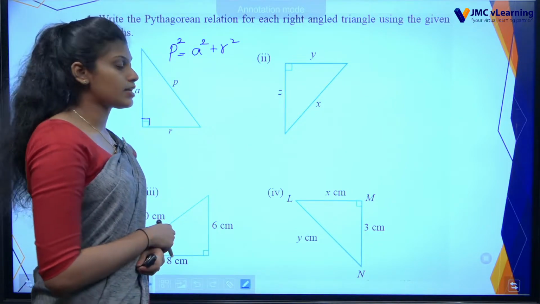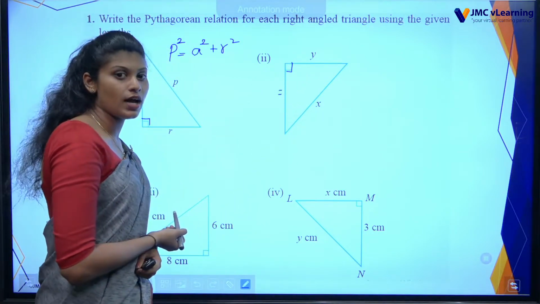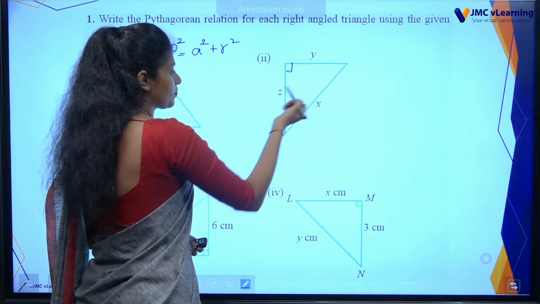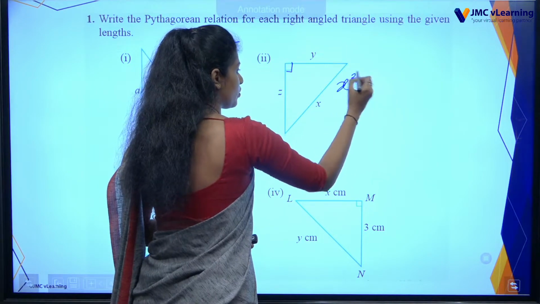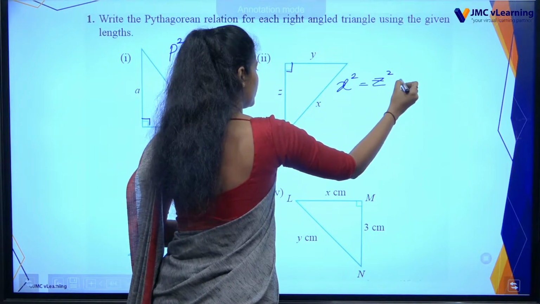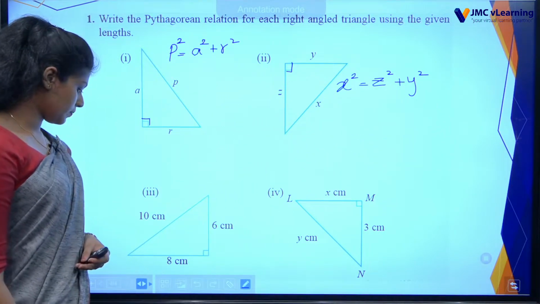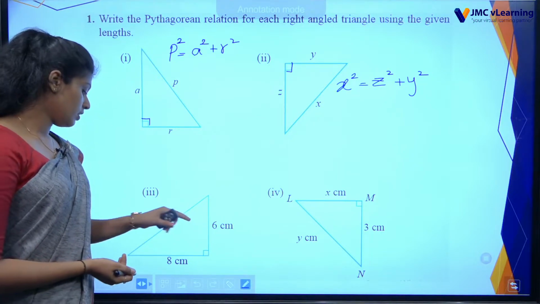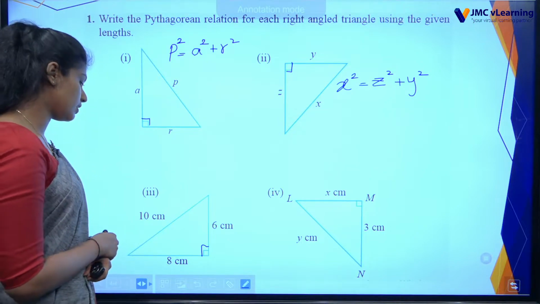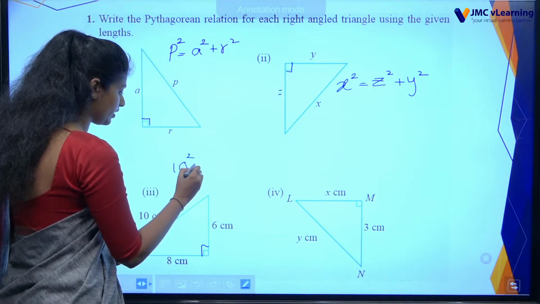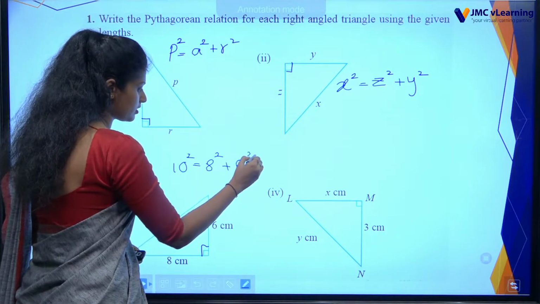Then let's move to the second one. Here this is the right angle. So what is the hypotenuse? The opposite side is this x length. So x squared is equal to z squared add y squared. Next one. Here this is the right angle. So the opposite length is 10 centimeters. Then let's write 10 squared is equal to 8 squared add 6 squared.